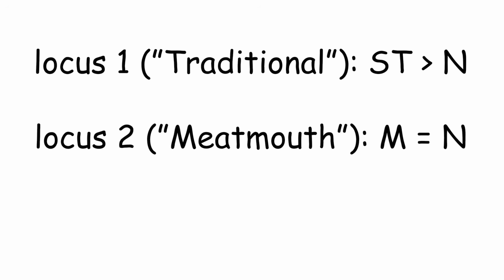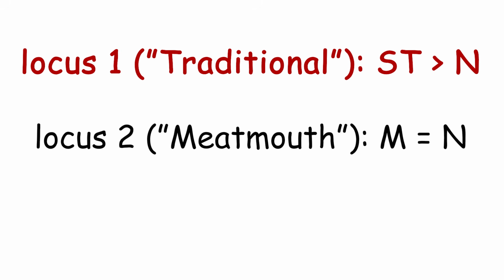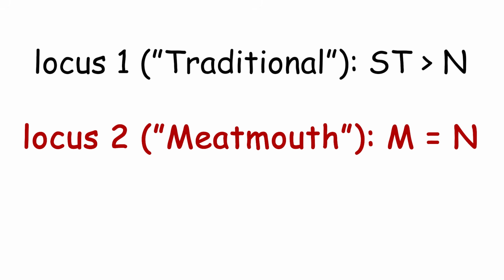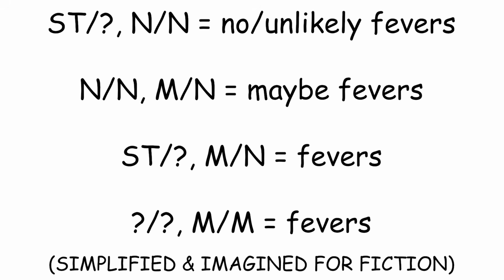Two loci. Let's call one ST for Shar Pei traditional and the other is M for Meatmouth. The normal, non-Shar Pei versions of each of them are just called N for normal. ST causes thicker skin, but no fevers. M causes Shar Pei wrinkliness and maybe fevers. MM homozygosity definitely causes fevers. And M, even if heterozygous with N, when combined with the ST allele, interact to also definitely cause fevers.